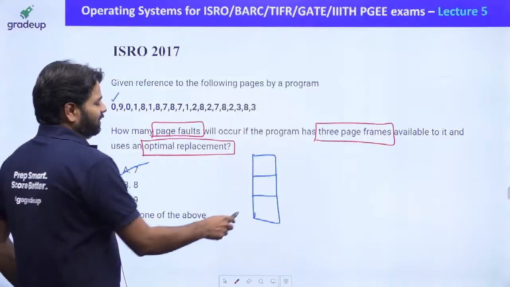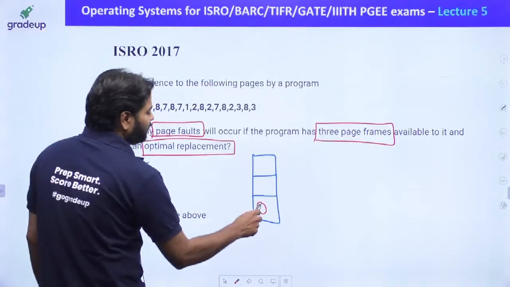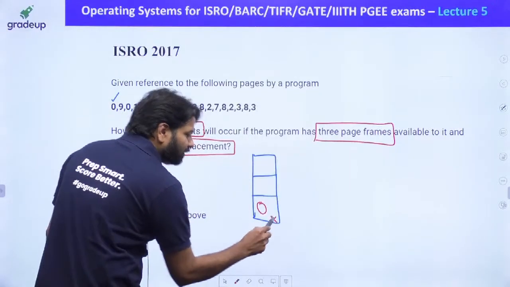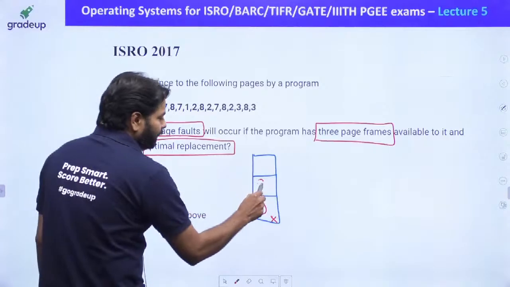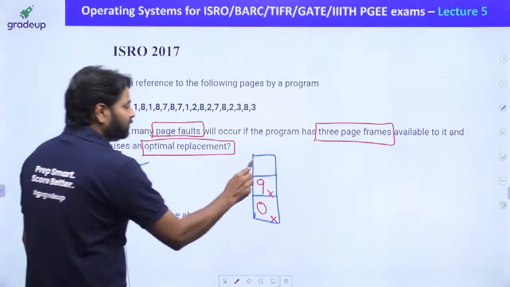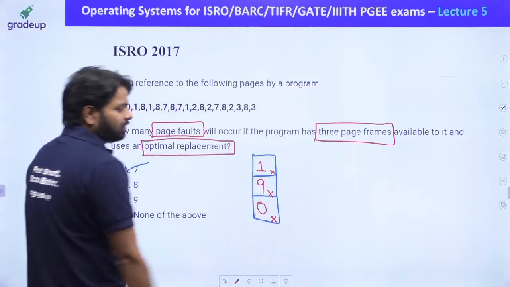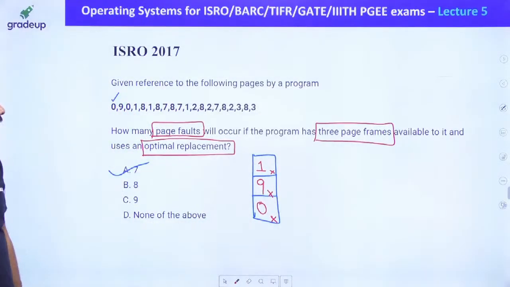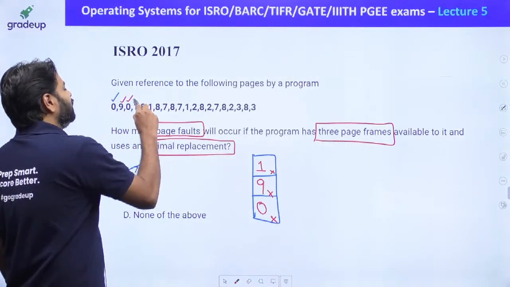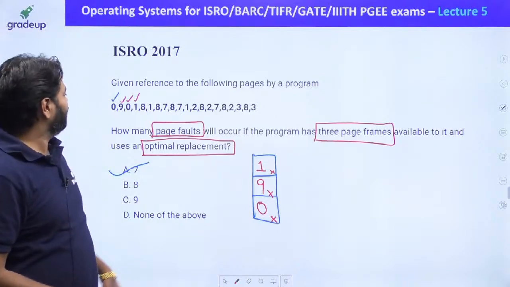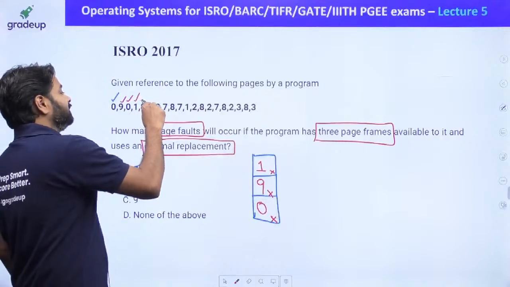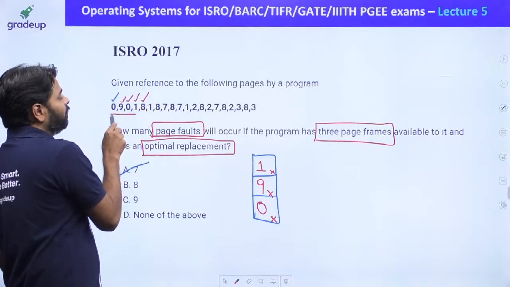Alright, first 0, page fault occurred, so I'm just marking it, page fault. Next 9, page fault. 0 is already there. 1, page fault. Now look, these 3 frames are full. Next 1 comes. Not there, sorry, now a page fault occurs. Then 8. Now these 4 page faults are over.